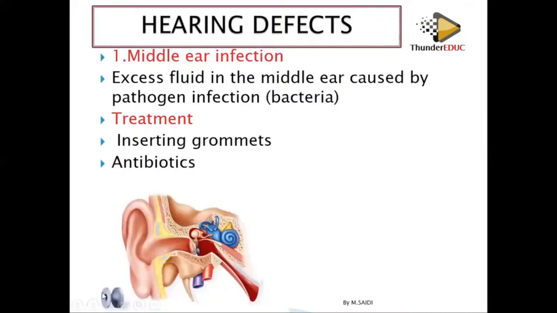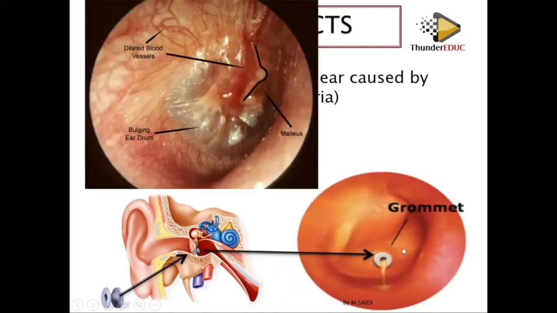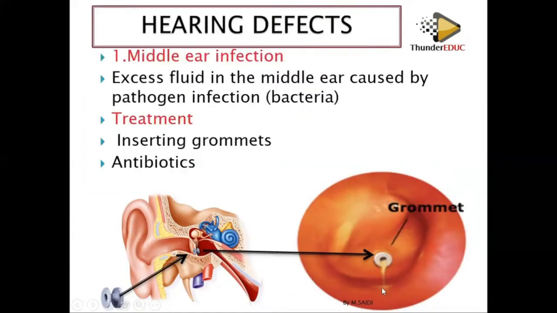This is how it looks. This is a grommet. And then we insert it so that now the fluid can be drained. So we bring this one, we put it there. Let's magnify it and then you see what is really happening. When you magnify, this is the tympanic membrane. So this is the grommet. Now the fluid starts to come out of the tympanic membrane, and then you are able to drain it out. Then your ear will become fine again.